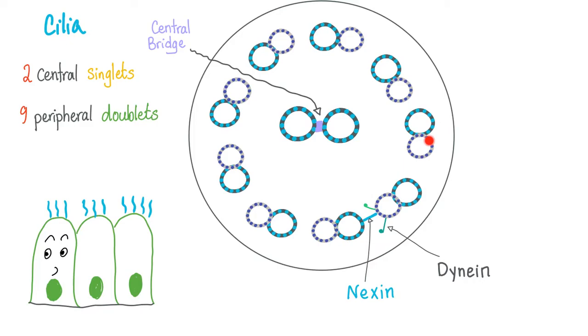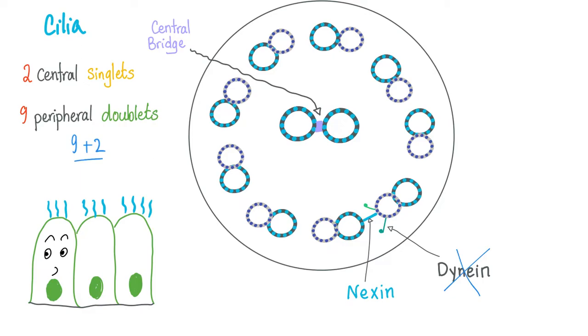So here is the cilia structure for you. You have two central singlets and nine peripheral doublets. Some people call it, in brief, 9+2 arrangement. Here is a central bridge. We don't care about this right now. Here is a nexin. We don't care about this now. And here is a dynein arm. We have outer arm and inner arm of dynein. This is what we care about because this is going to be defective in cases of Kartagener syndrome.